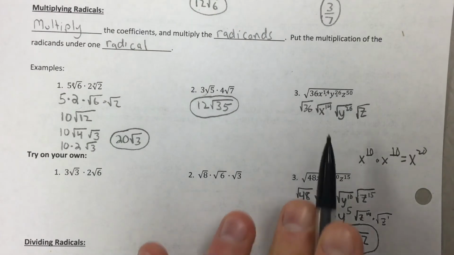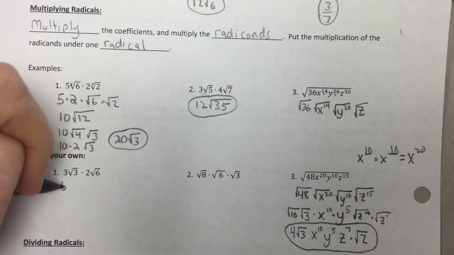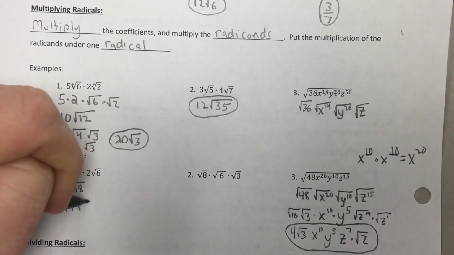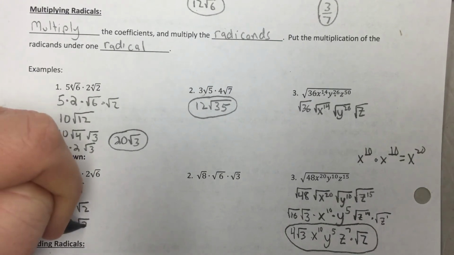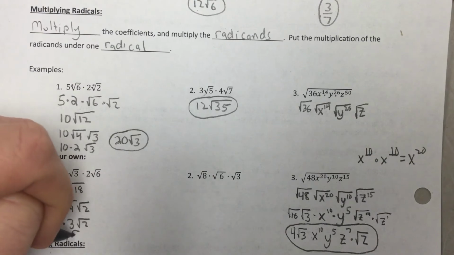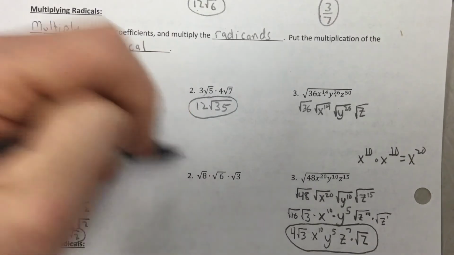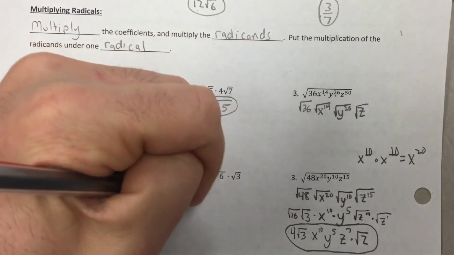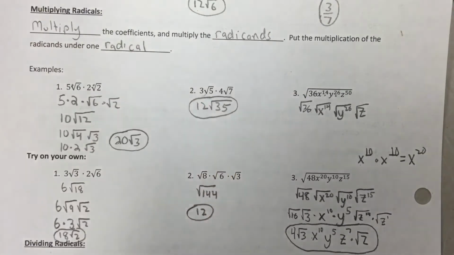All right, try this one that I gave you a good start on, and then these two on your own. So for number 1, we'd have 6 root 18, and 9 is the perfect square, so I'd end up with 6 times 3 times root 2, 18 root 2. And then for number 2, I'm going to multiply all those, 8 times 6 times 3, and I get 144. And lo and behold, square root of 144 is 12. So that made life a little bit easier there.